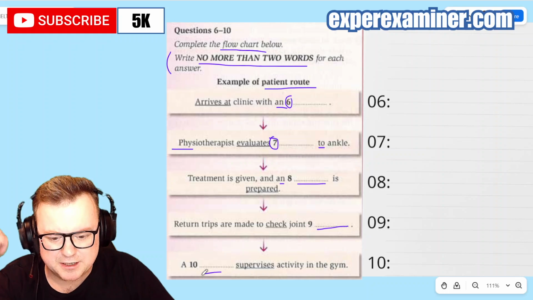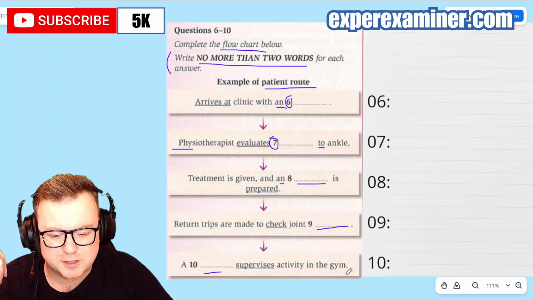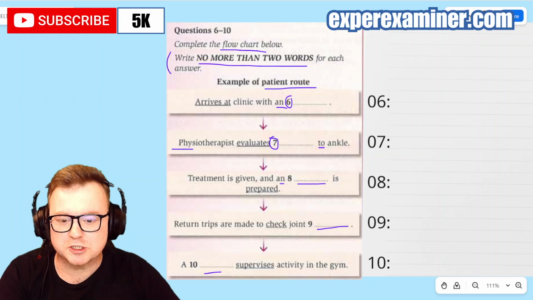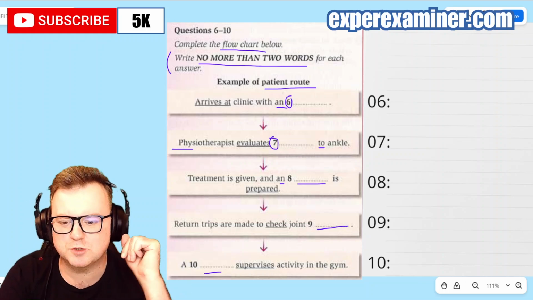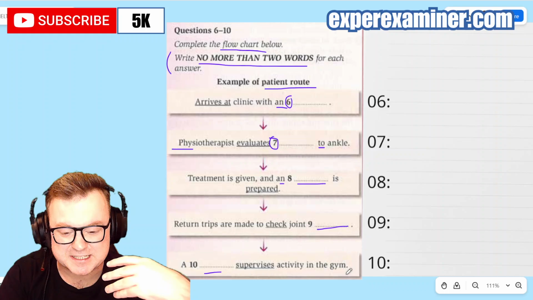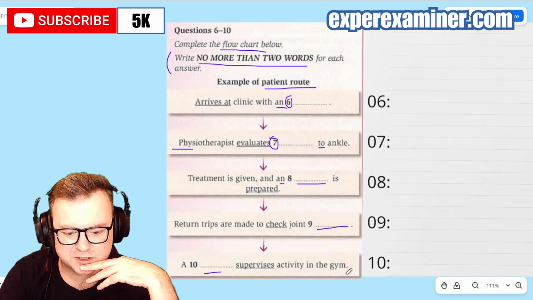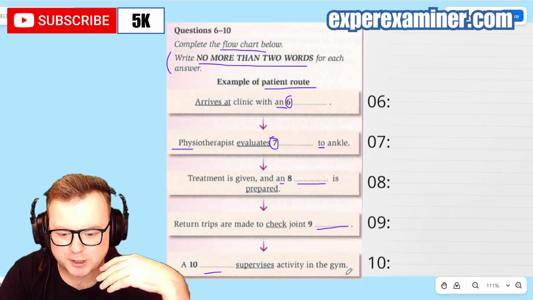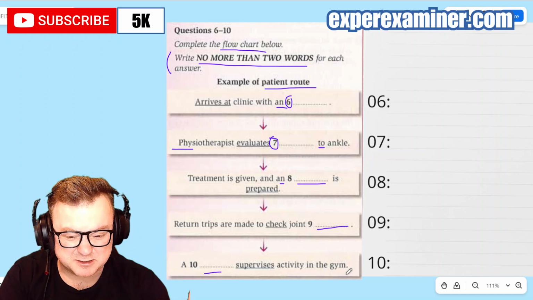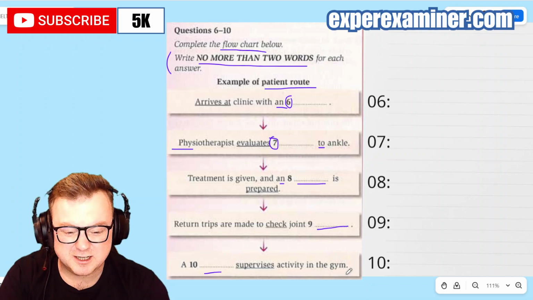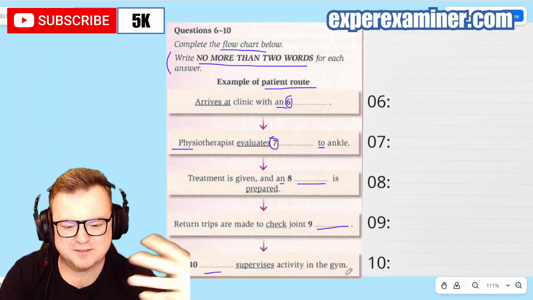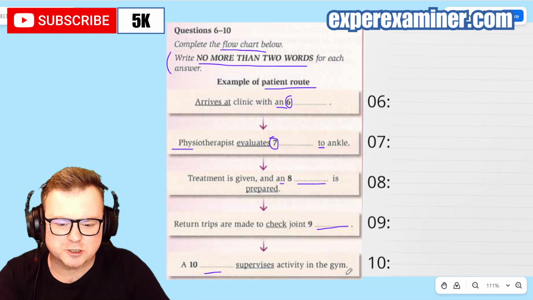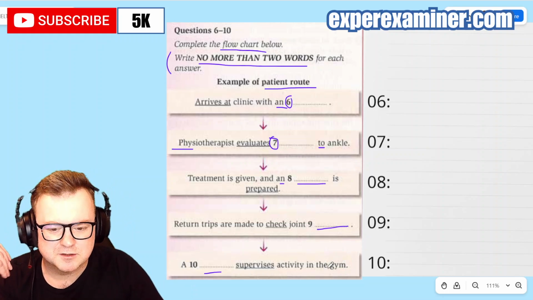All right, and then number 10, supervises activity in the gym. Who supervises activity in a gym, guys? Do you know? Have you ever been to a gym? They have like a fitness instructor supervises activity in the gym, a coach, a trainer, maybe a doctor, a professional, a nurse. I doubt it's a nurse. If it's activity in the gym, it's probably going to be a fitness instructor or something like that.